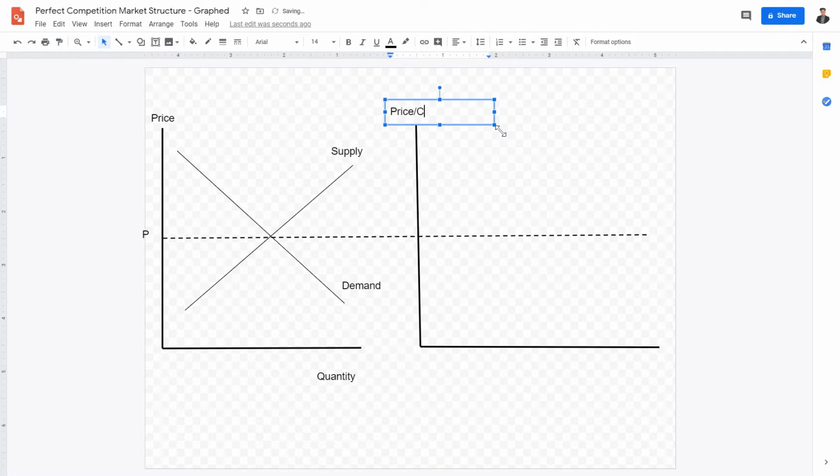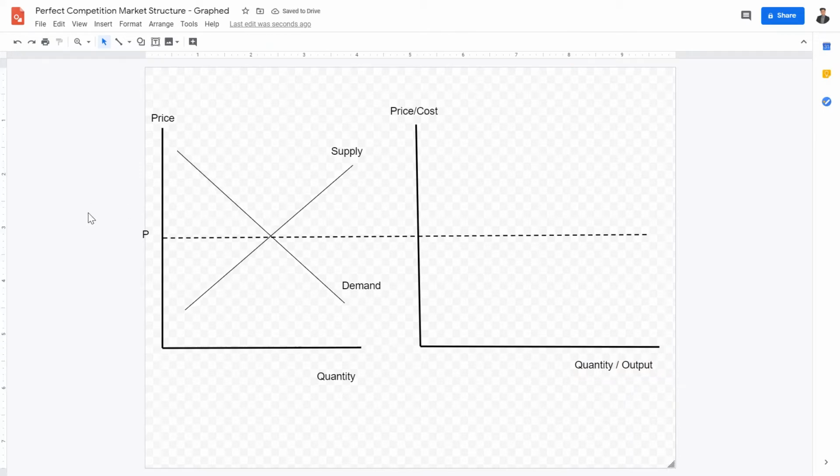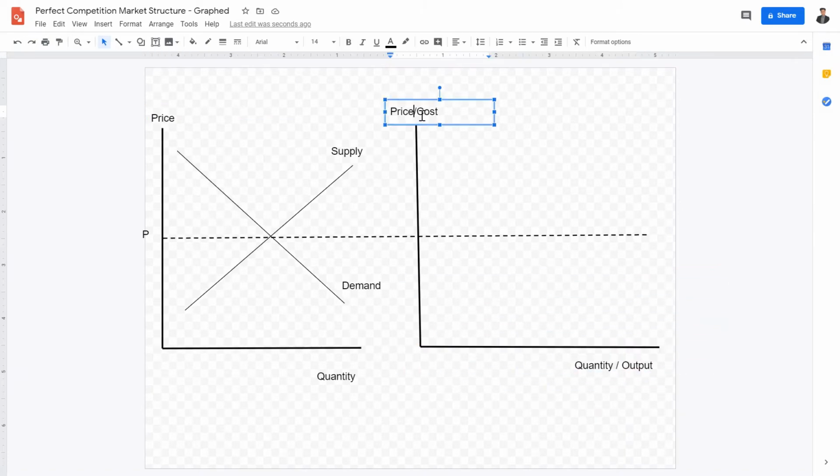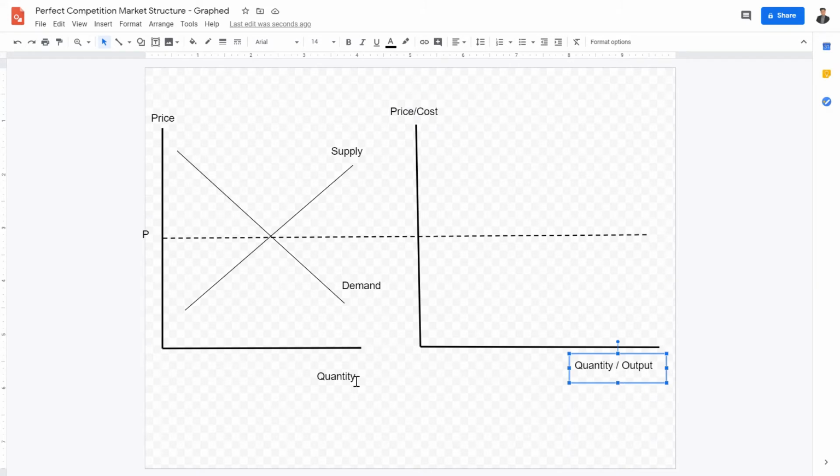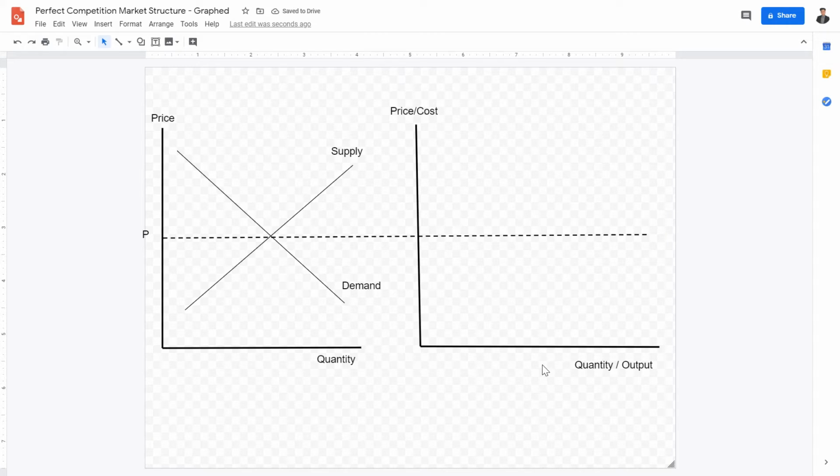Then we take this graph to our new market structure graph, which would have our y-axis as price slash costs, and our x-axis is going to be quantity or output. So it is a little bit different than the free market equilibrium, where the y-axis is just price. Within this new diagram, it's going to be price and cost, and instead of the x-axis only being quantity, it's going to be quantity and output.